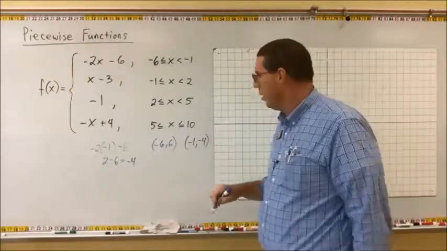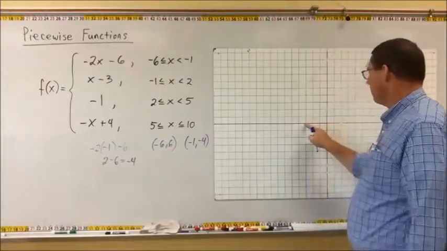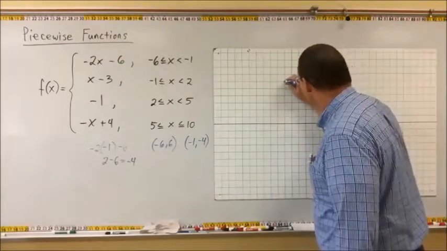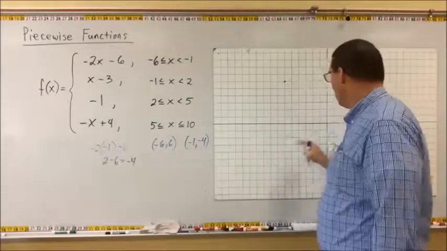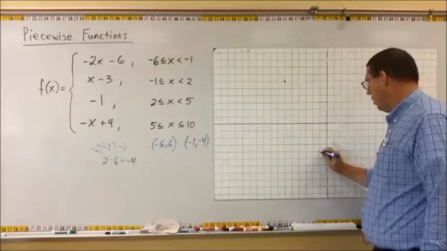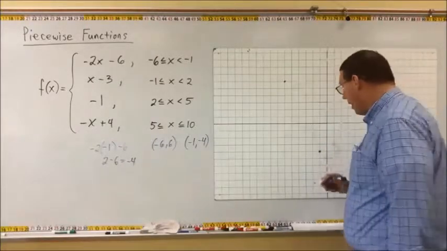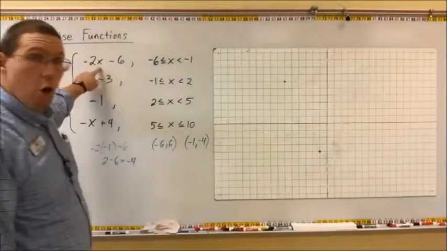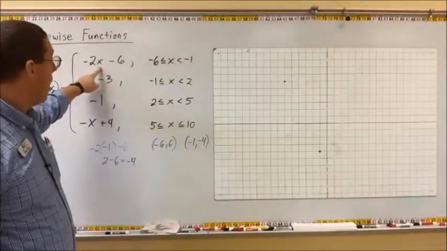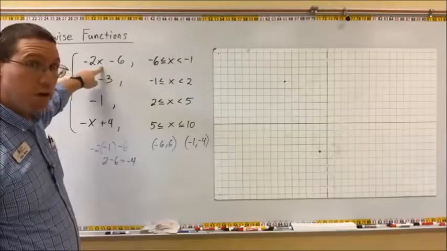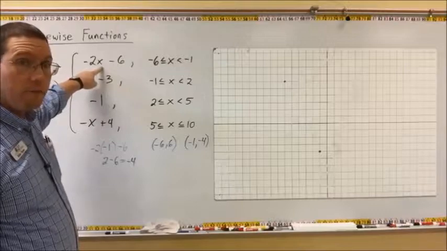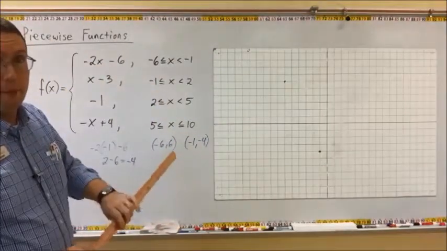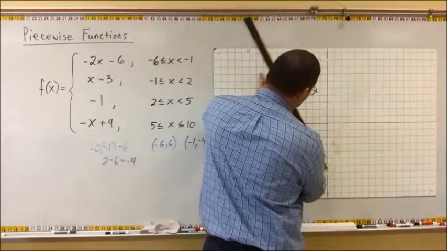So I'm going to go ahead and plot these two. I'm going to go to -6 and 6: -1, -2, -3, -4, -5, -6, and 6: 1, 2, 3, 4, 5, and 6. So right here, I'm going to put a dot. Then -1 and -4. So I'm going to go to -1 and 1, 2, 3, 4, -4, and I'm going to put a dot. Okay? Then I'm going to connect those two dots with a straight line. Now, if this piece was a quadratic, or a radical function, or a rational function, or an exponential, anything not linear, then I could not use a ruler to make a straight line. I'd have to do something different to find out the shape in between. But it is a straight line, so I'm going to put these two together.